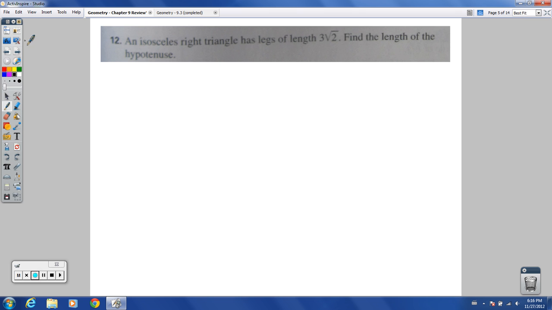Moving on to number 12 here. So an isosceles right triangle has legs of the length 3 radical 2. Isosceles right triangle. So it's a right triangle and it's isosceles. It says the legs are both 3 radical 2. So it's going to look like that right there. Find the length of the hypotenuse.